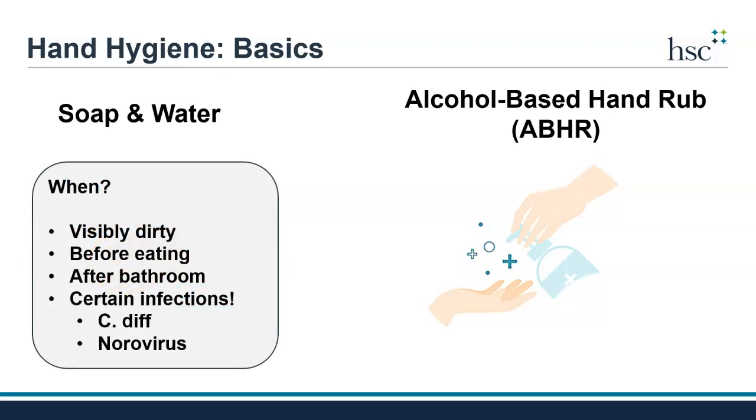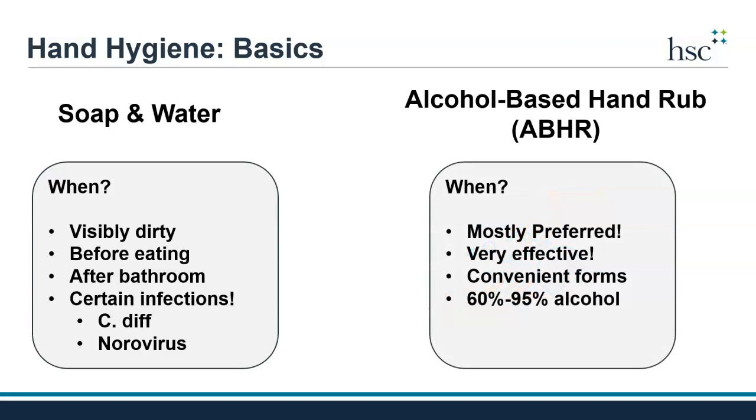after going to the bathroom, and when a person is sick with certain bad germs that cause diarrhea, specifically C. diff and norovirus. These bad germs are very hardy and tough. So, when a person is sick with these germs, it's best to follow up soap and water washing with alcohol-based hand rub. Alcohol-based hand rub is preferred most of the time when we need to perform hand hygiene.